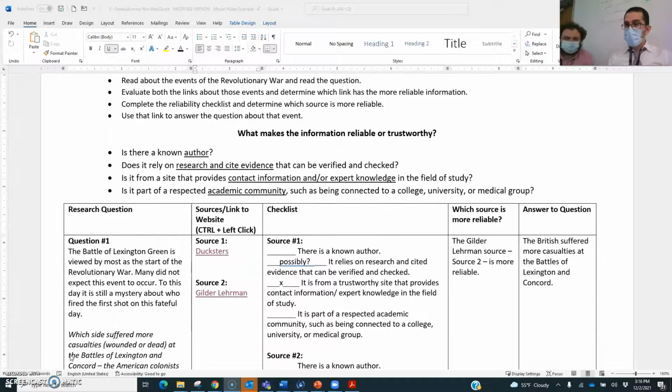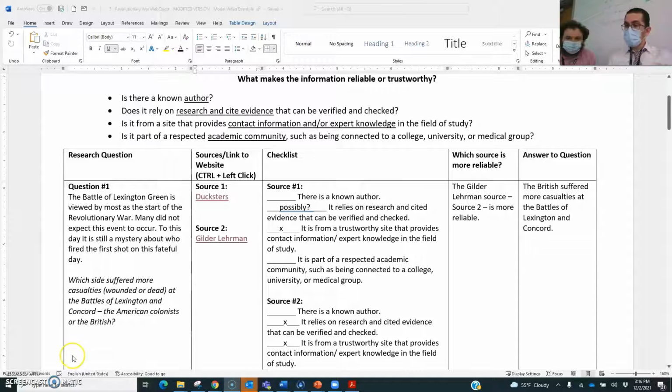All right, so what we're going to do is take a look at the question that we have to answer. There's a little bit of context provided first. We see the research question. Question number one: The Battle of Lexington Green is viewed by most as the start of the Revolutionary War. Many did not expect this event to occur. To this day, it is still a mystery who fired the first shot on this fateful day. The question we want to answer is which side suffered more casualties, meaning the number of people who were either wounded or dead in battle at the battles of Lexington and Concord, the American colonists or the British.